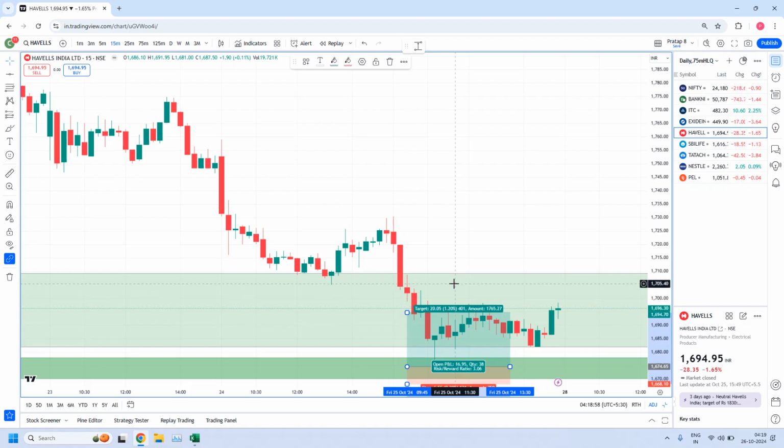Here it is not fine-tuning the zone. Here I am fine-tuning the entry. There is a difference between fine-tuning the zone and fine-tuning the entry. I am trying to fine-tune the entry to get the required RR, minimum 1:3 RR. Same thing we did in Tata Chemicals also.